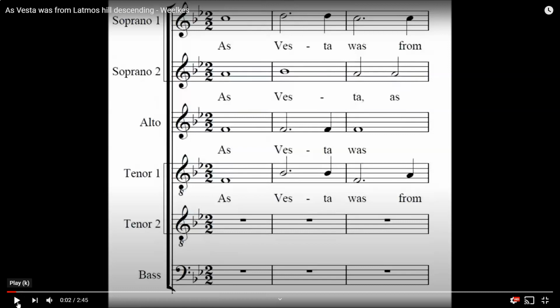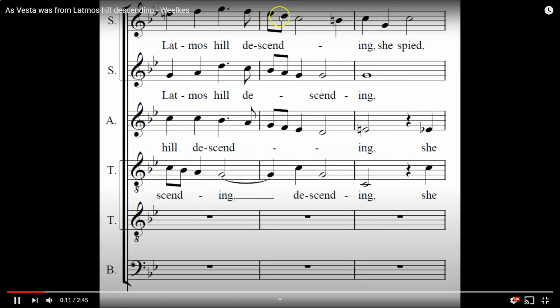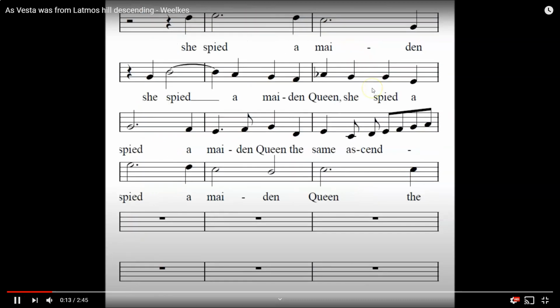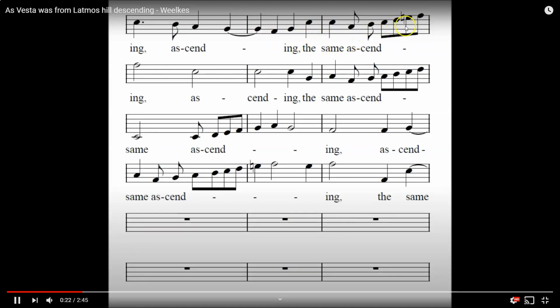So let's look. So Vesta's going down the hill, and Queen Elizabeth, she sees going up the hill. Let's notice how there's word painting there, okay? I'm going to point it out. So look at that. She's descending. Look there. Right. So here goes the maiden queen. Here's more word painting. She's ascending. Look, they're going up the hill. Just as they're saying ascend, the notes go up, right? That's more word painting.